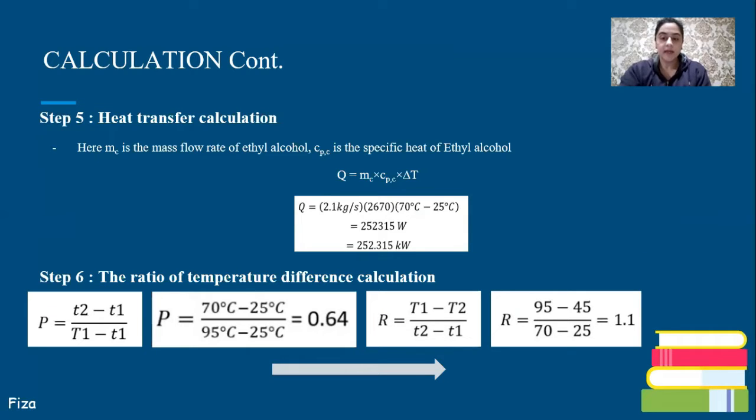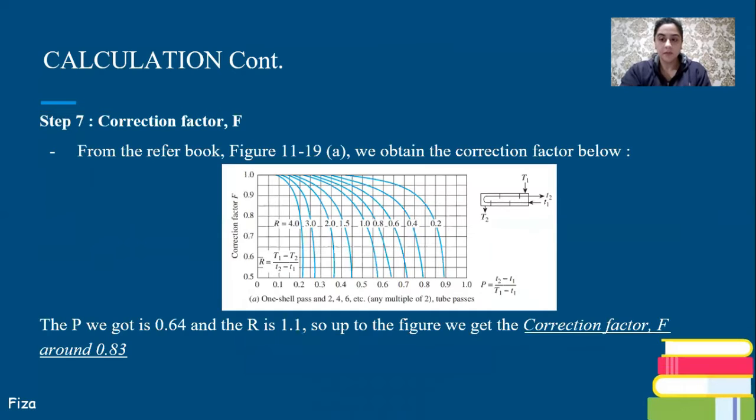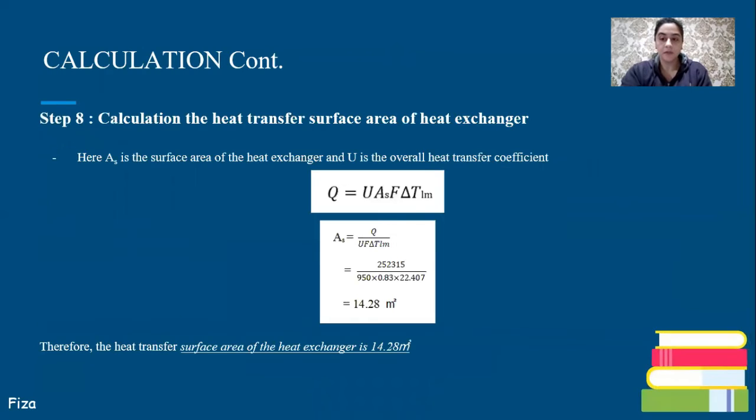For the sixth step, we calculate the ratio of temperature difference by this relation. Here, small t represents the tube side temperature, and capital T represents the shell side temperature, which comes out to be 1.1. Then we obtain the correction factor from the correction factor F charts for common shell and tube and cross flow heat exchangers, that is 0.83.